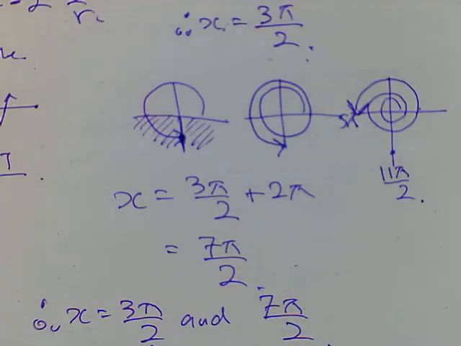Yes, Maggie? When I put it in my calculator, what are you getting? It says negative pi over 2. Yeah, that is a smaller absolute value.